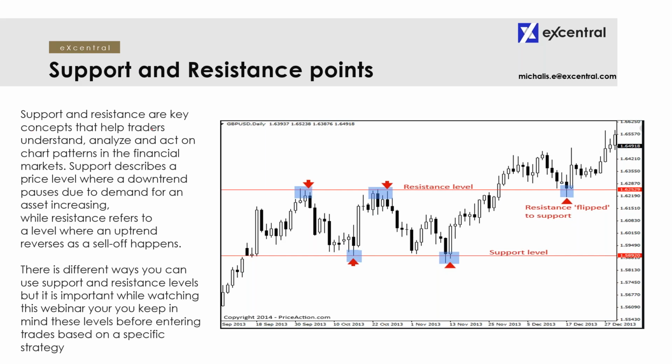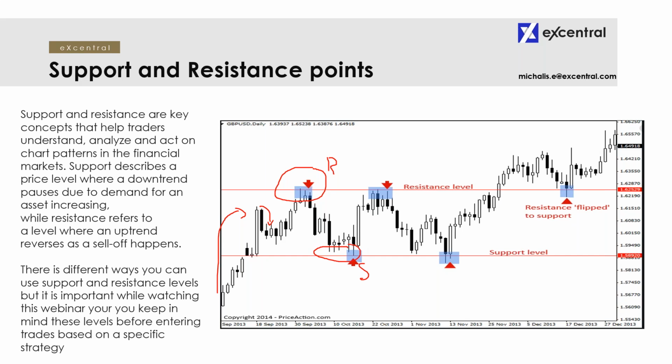So, for example, we can see we have here an upward trend. Then we had a retracement, and it moved to this level. And it's at this level the price collapsed to this level. So here we've got our resistance, and here we have our support.